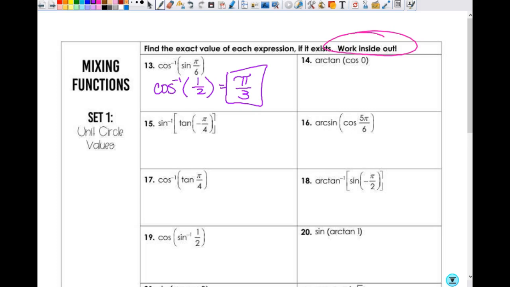We good? Let's look at arctangent of cosine of 0. So I want the arctangent of, now what is the cosine of 0?